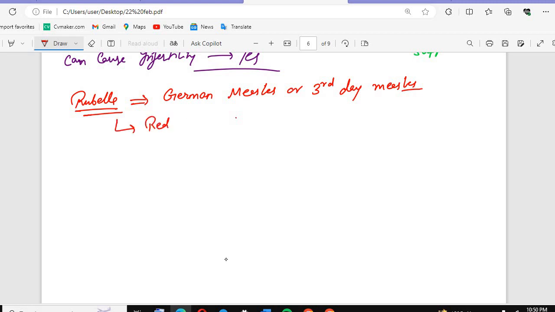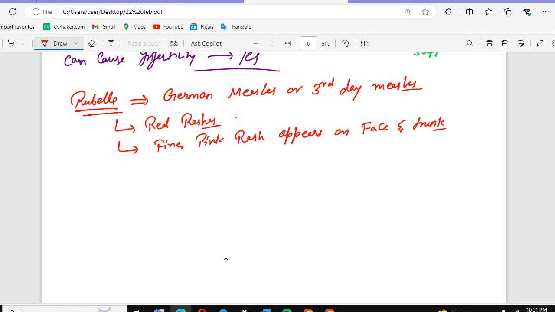In rubella, what will we see? We will see red rashes. There is a fine pink rash that appears on the face and trunk. So we have the red rashes, and a fine pink rash appearing on the face and the trunk.